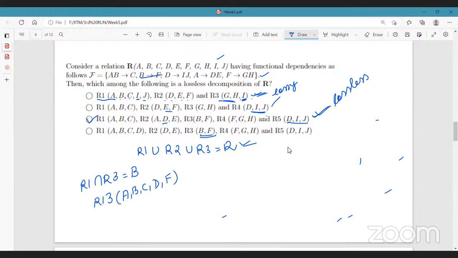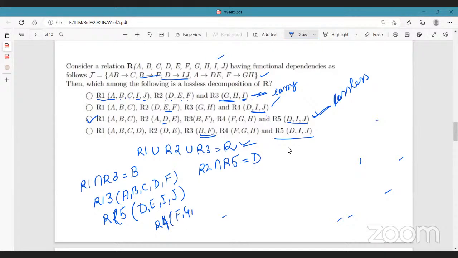R2 and R5. R2 intersection R5, the common attribute is D. So D is a super key in R5 because D determines IJ. So now we get R25, that is D, E, I, and J. And we have R4, which is F, G, and H.